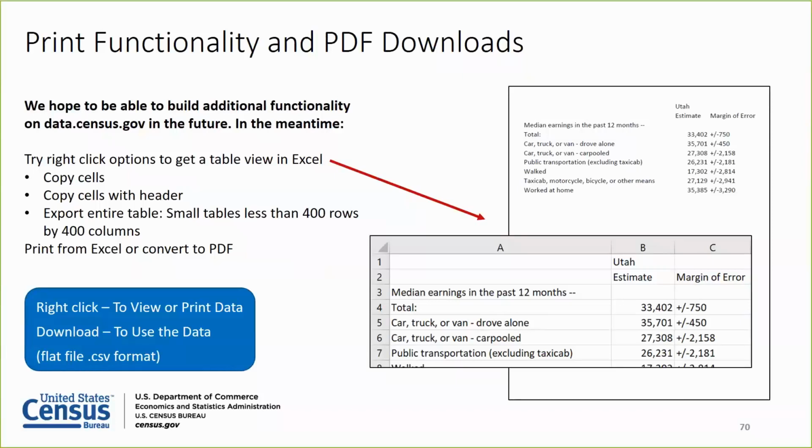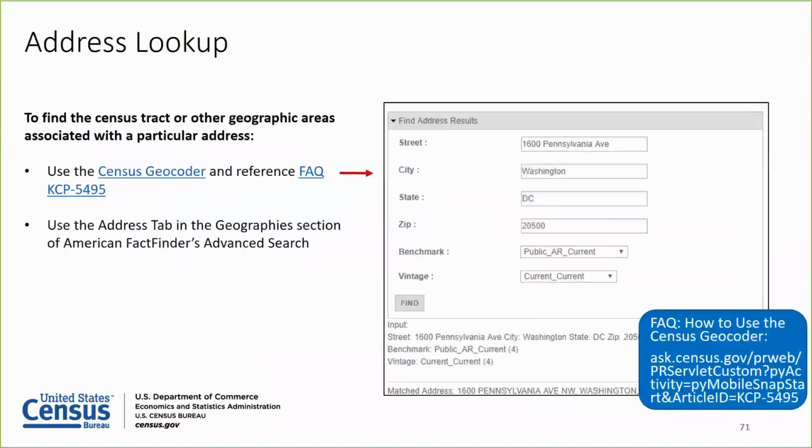And you can also copy and paste cells as well as the header. And then that export to Excel, you can export small tables with less than 400 rows by 400 columns. In most cases, that hits the mark for most people. And then you can also print from Excel and then convert to a PDF from there. So it's some of the workarounds. It doesn't hit the mark for everybody, but hopefully it's a way to get most of what you need while we're still building the site.